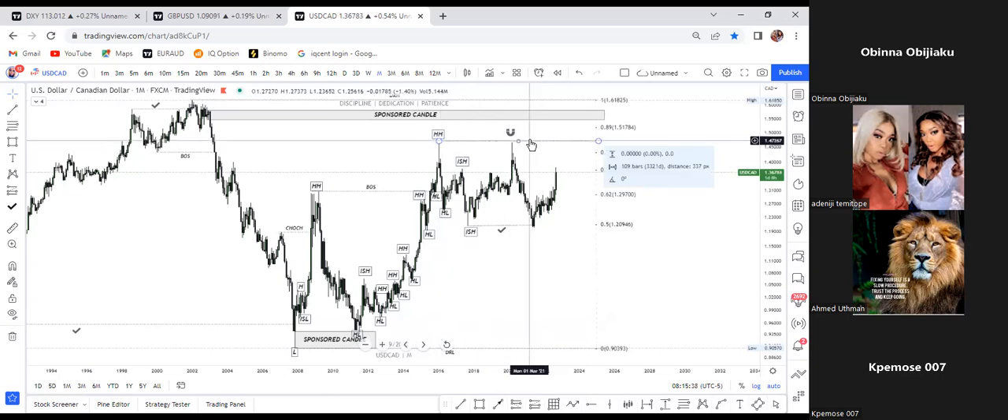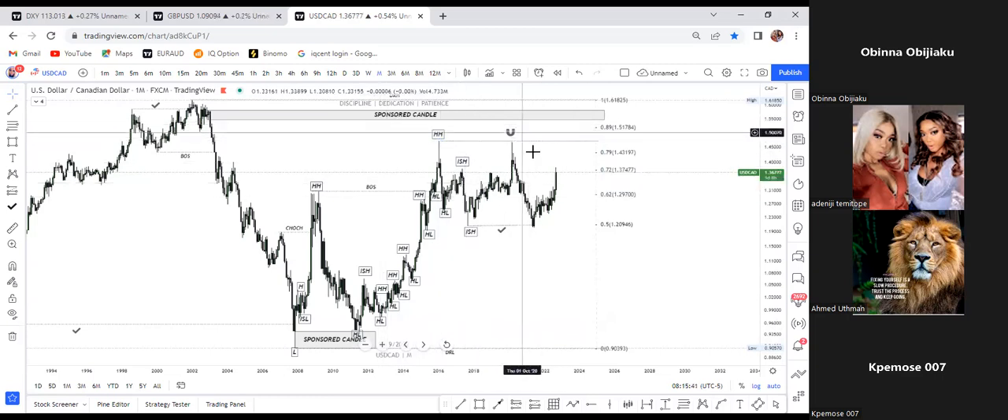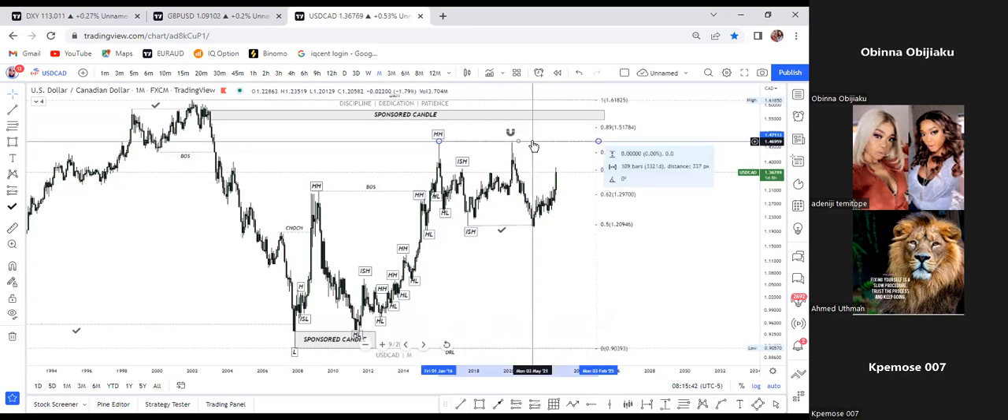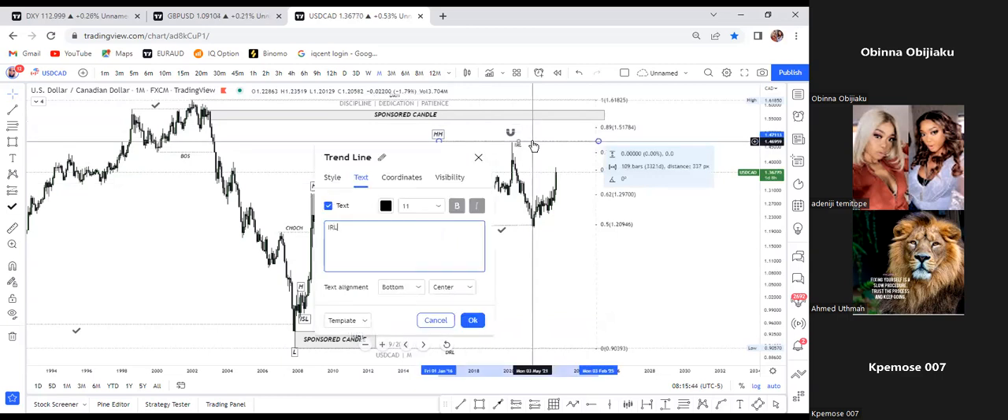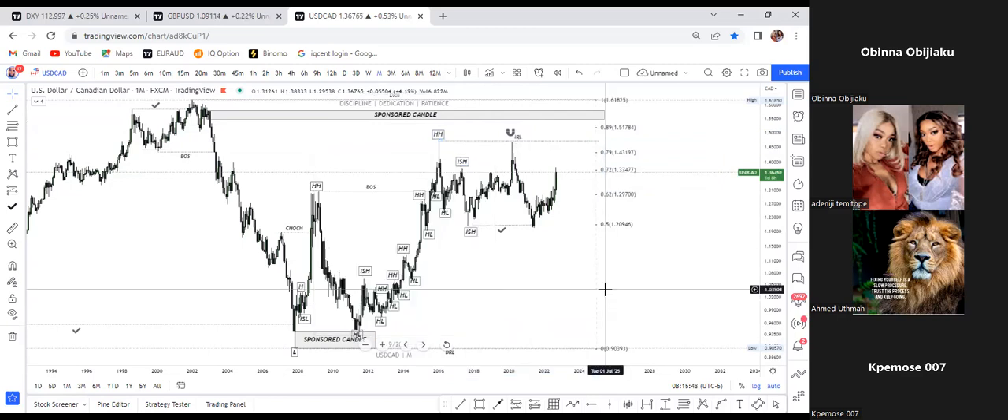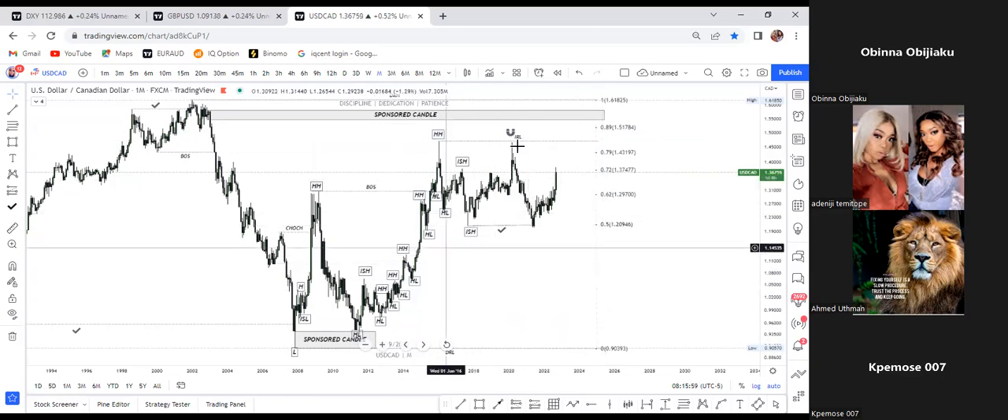Why am I not using this place as my range high? This is liquidity on the monthly. It's internal range liquidity. On the monthly, it is called internal range liquidity. Internal range liquidity is found inside your range.